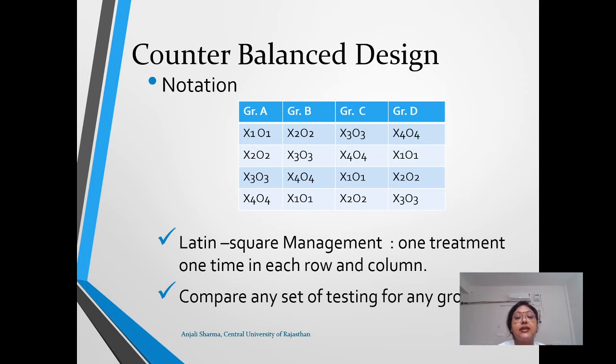So let us see X1 in the first group, group A, X1 and O1. So first we will give the first intervention, and after that we will go for the measurement or testing. Then we will repeat with the second treatment and go for testing again, and we will provide the third treatment and go for testing again, and a fourth kind of treatment, again followed by testing.